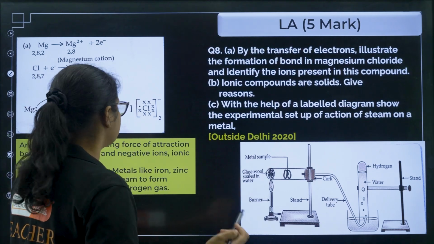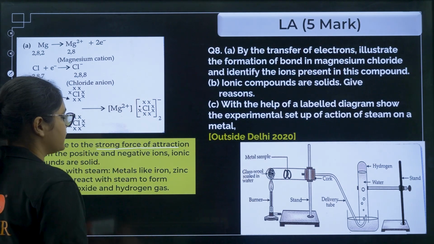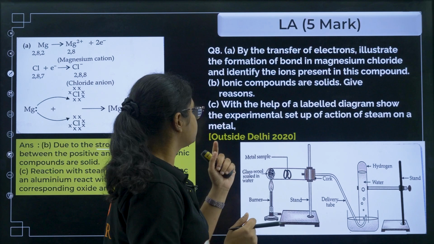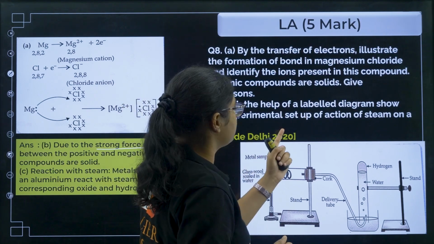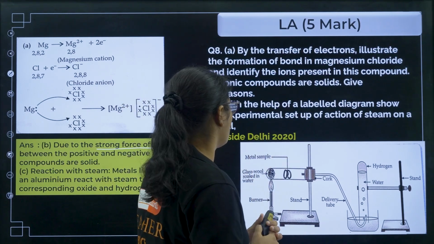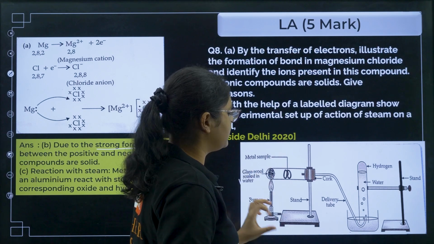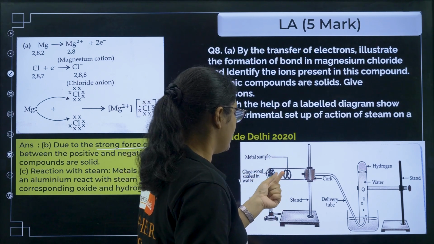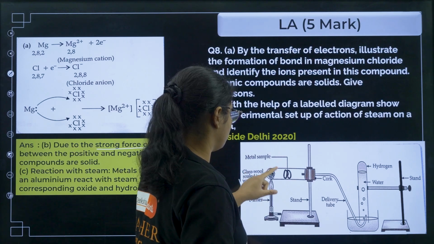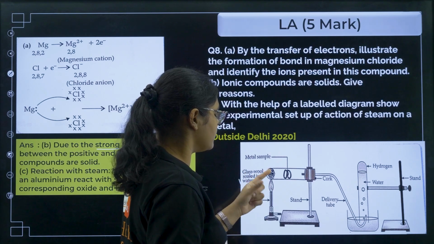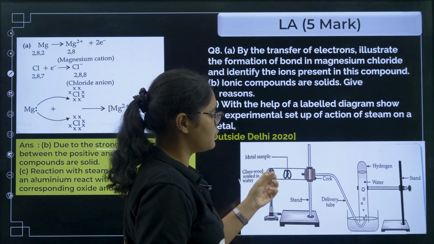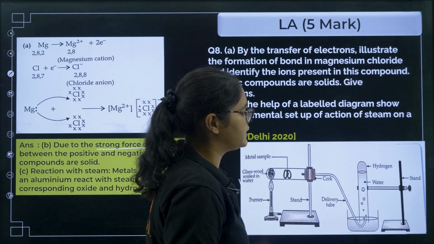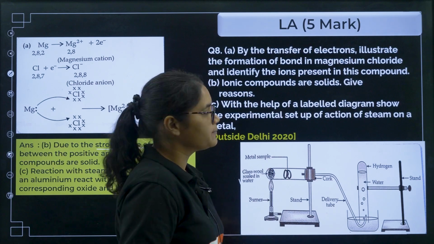Ionic compounds are solids, give reason. Due to the strong electrostatic force of attraction between the cation and the anion. Next, with the help of a labelled diagram, show the experimental setup of the action of steam on a metal. So this is the experimental setup. Here you can see you have the metal sample, and then you are burning it. From here, glass wool soaked in water will produce steam, and this will react with the metal, and then we can find the hydrogen gas produced at the other side.